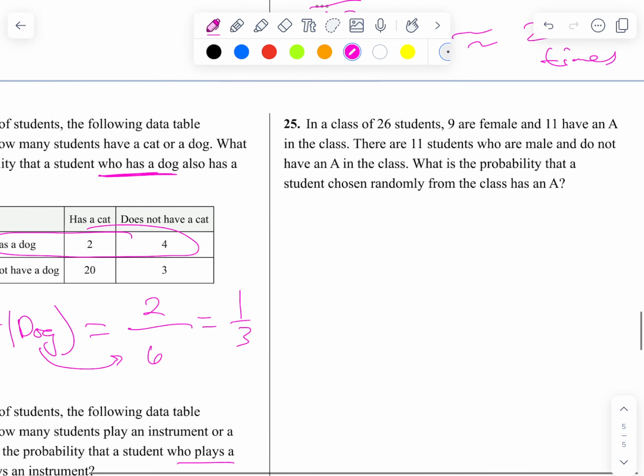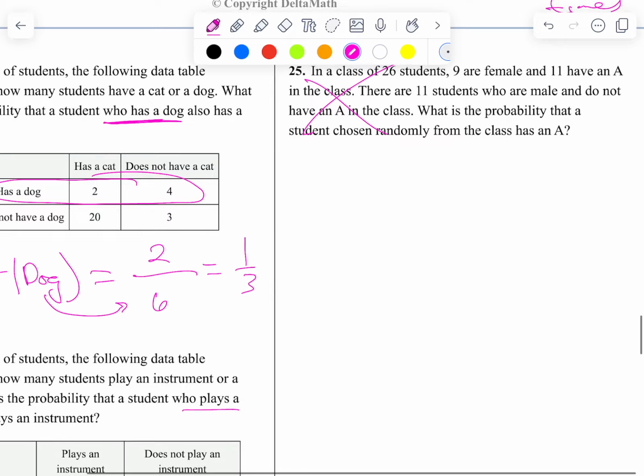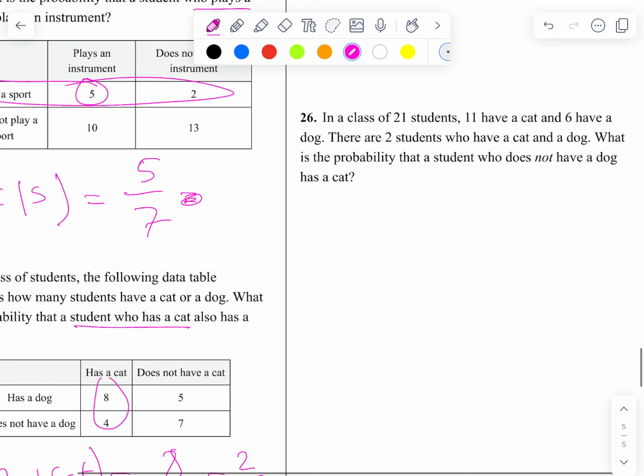Number 25. In a class of 26 students, 9 are female, and 11 have an A in the class. And there are 11 students who are male and do not have an A in the class. What's the probability that a student chosen randomly from the class has an A? We're going to skip this one because I don't want to do one that's just by gender, so don't worry about it.